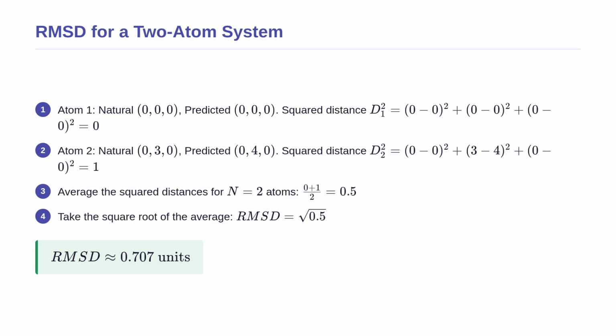For the second atom, the y-coordinates differ by 1 unit, from 3 to 4. Squaring -1 gives a positive squared distance of 1. We add these squared distances, 0 plus 1, and divide by our total number of atoms, which is 2, giving 0.5. Finally, taking the square root gives approximately 0.707. This means the predicted atoms deviate from the natural structure by about 0.7 units of distance.